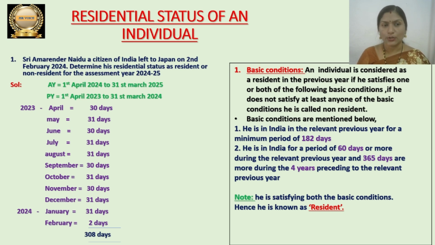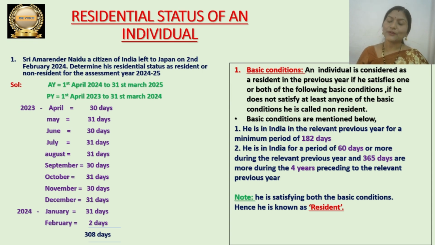Sri Amarendra Naidu is one individual person, a citizen of India. He lived in India and was a citizen of India. He went to Japan on 2nd February 2024. That date is very important, when he is leaving India and going to Japan. Determine his residential status as resident or non-resident.